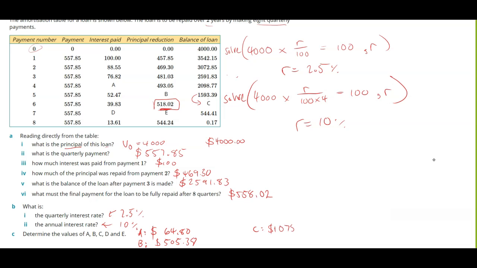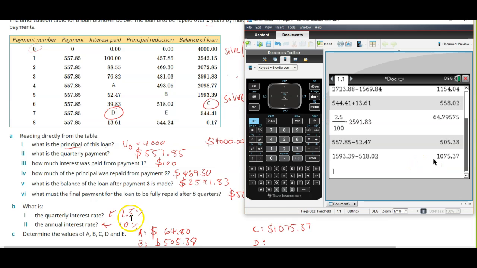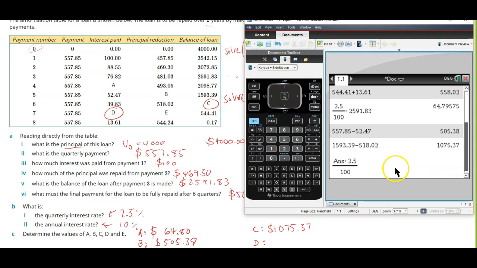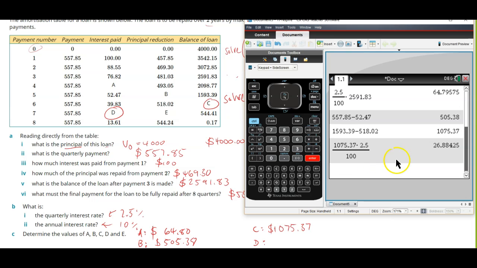Part D, this is going to need the quarterly interest rate again from the answer we got in C. So I'm going to carry that answer through now, and I'm going to times it by 2.5 over 100. So it's going to be $64. Hang on, what? No. There we go. It's 26.88.